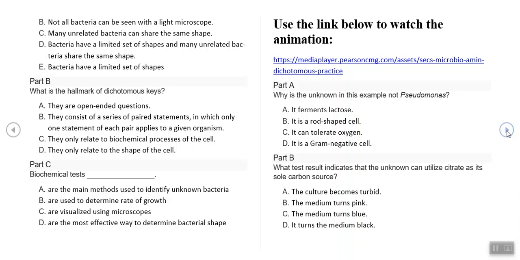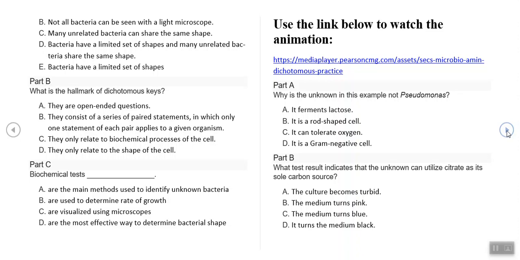So letter D is our correct answer. Part B, what is a hallmark of a dichotomous key? And this comes straight from the animation or the video that we watched. That it consists of a series of paired statements in which only one statement of that pair applies. So it's a yes or a no question.